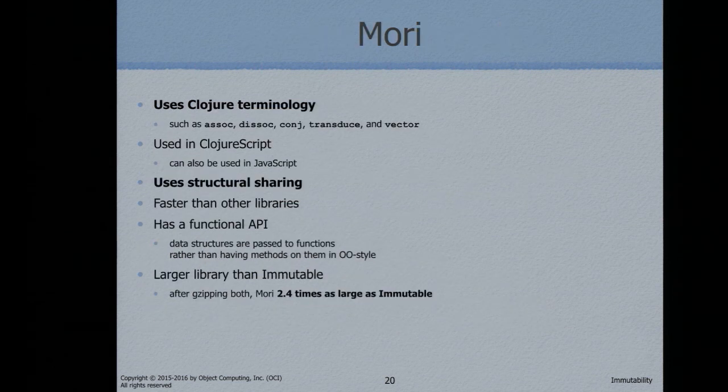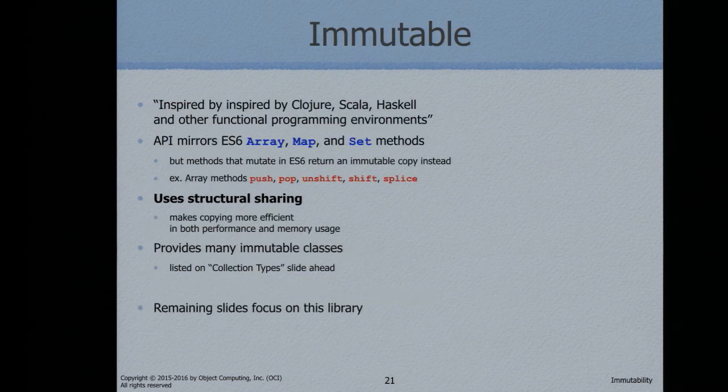So then there's Mori, which, as I said, comes out of the Clojure world. And perhaps one of the downsides here is that it uses Clojure terminology. Not that that's bad, it's just that if you don't know Clojure, you're not familiar with this terminology, and it's another thing for you to learn. It's also quite a bit larger than the Immutable library. And so let's move on to that.